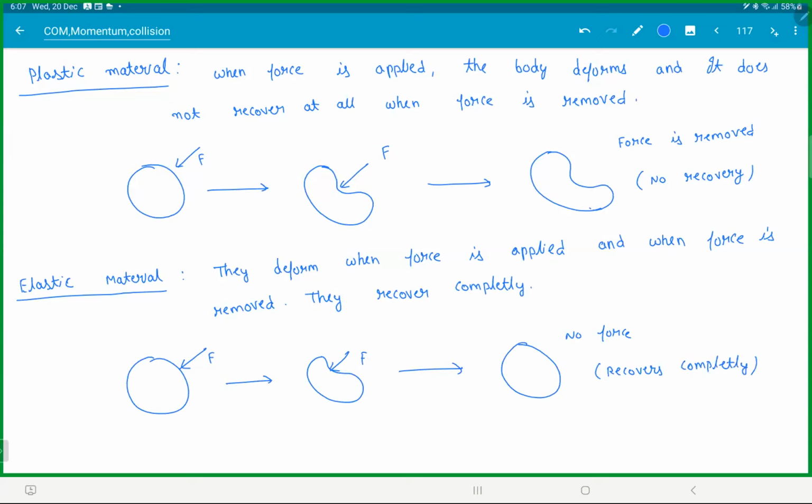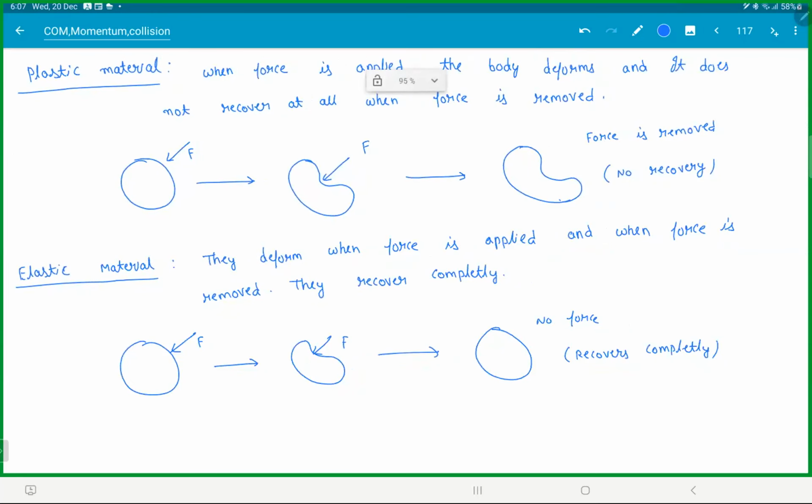Then what is a rigid body? First of all, it doesn't deform at all. They're hypothetical. Rigid bodies have no deformation, independent of force. No matter how much force you apply, they don't deform.